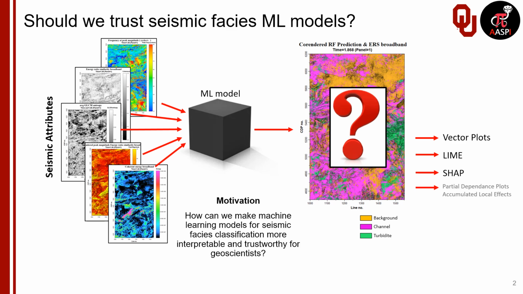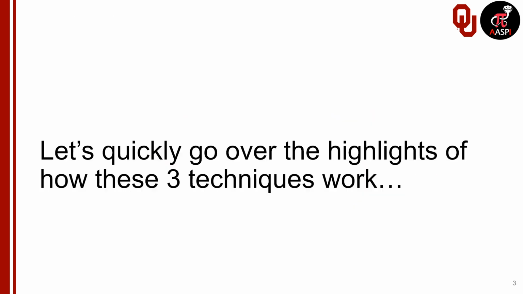And then there are some other methods we're looking at in terms of early stage research, which are partial dependence plots and accumulated local effects. So I want to quickly go over highlights of how these three techniques work.